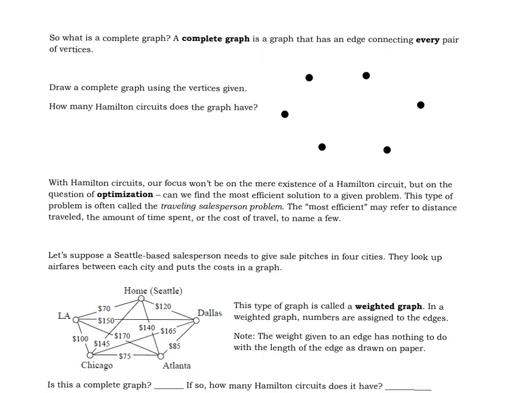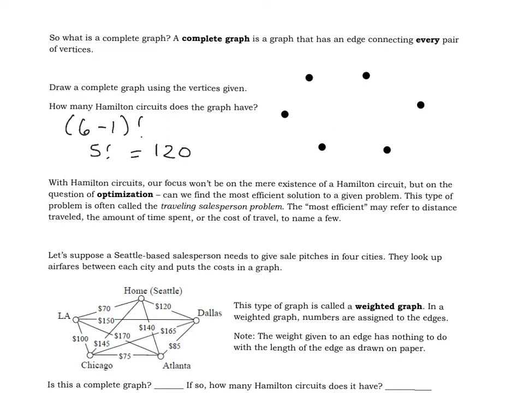So draw a complete graph using the vertices given. And they ask how many Hamilton circuits does a graph have? The easiest thing to do would be to figure out how many Hamilton circuits it has first. So there are 6 vertices, so 6 minus 1 factorial gives us 5 factorial, which is 120. Okay, so that's how many Hamilton circuits there are. That's not how many edges there are, luckily, or else this would take a while.